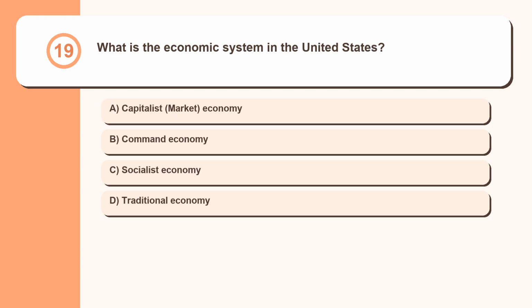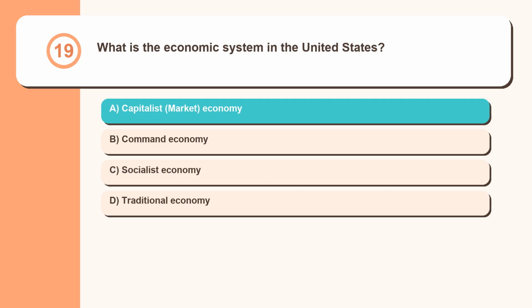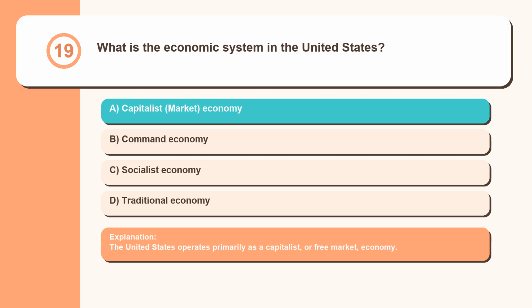Question 19. What is the economic system in the United States? Capitalist market economy, command economy, socialist economy, traditional economy. The United States operates primarily as a capitalist, or free market, economy.